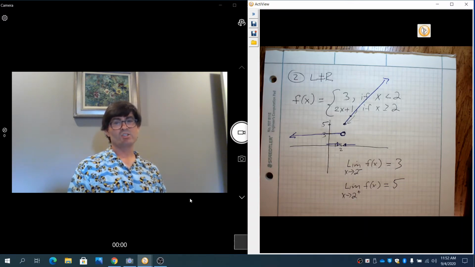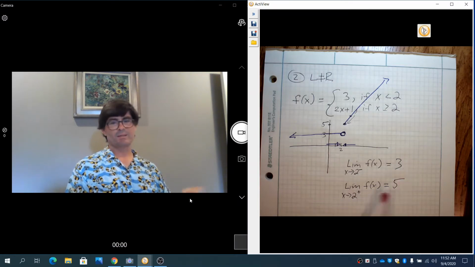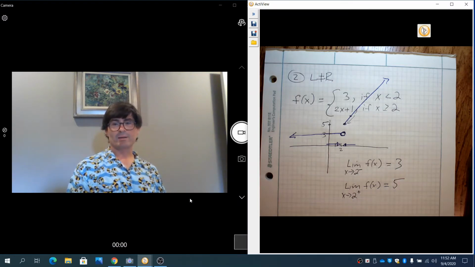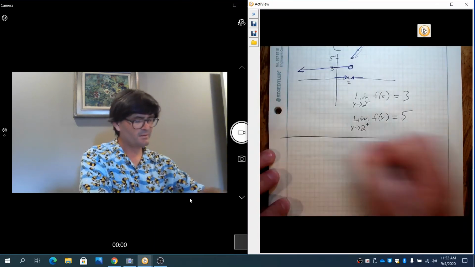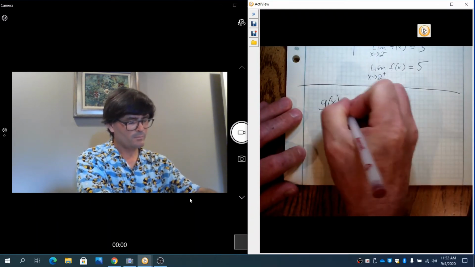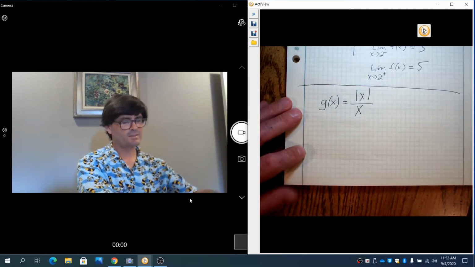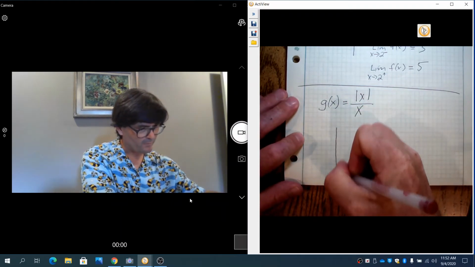Now, the one-sided limits do exist. The left-hand limit at 2 is 3, and the right-hand limit is 5. So sometimes we can talk about simply a one-sided limit, but the two-sided limit does not exist because the left and the right don't match. Another example of this is the function absolute value of x over x. Quick graph.